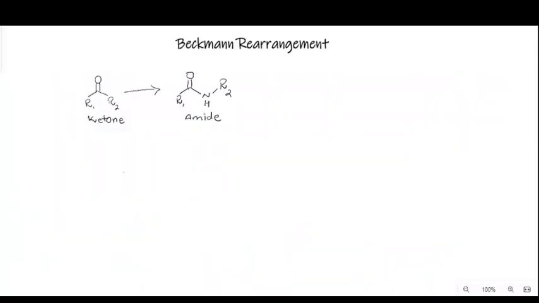So this is the overall equation of Beckmann rearrangement, and you can see that a ketone has been converted into an amide. Now, as I told you earlier, it can be achieved in two steps. In the first step, we react this ketone with hydroxylamine, and in the second step, we use acid as a catalyst. So let's see how this ketone can be converted into an amide. We'll find this out in the mechanism of the reaction, which will begin shortly.